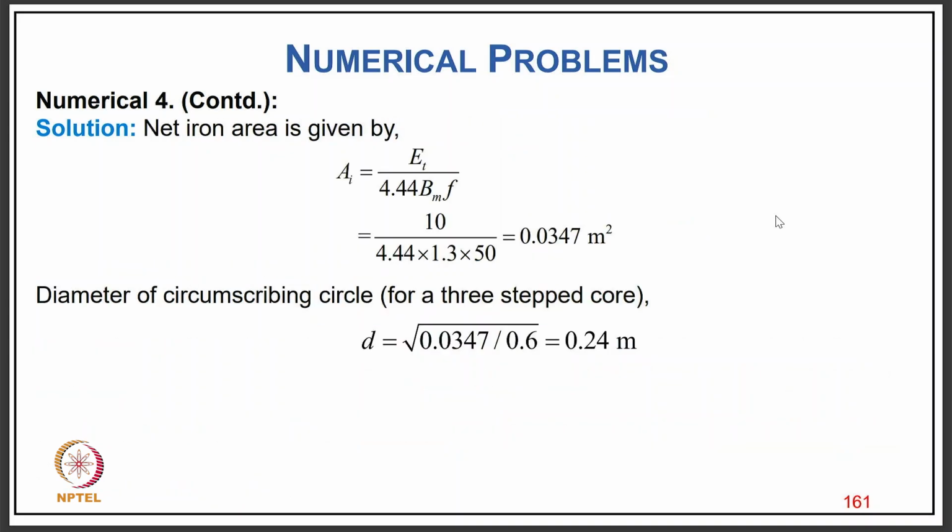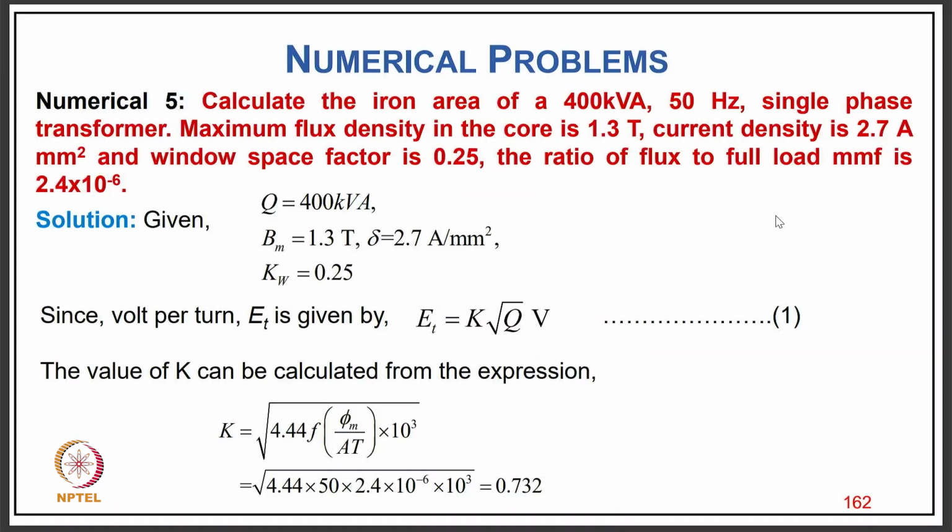So given Et equal to 10 volt, so Ai from this you can calculate, it comes Et upon 4.44 Bm into f, getting a value, it comes 0.0347 meter square, and diameter of circumscribing circle d equal to the square root of this Ai divided by the factor, that comes 0.24 meter.